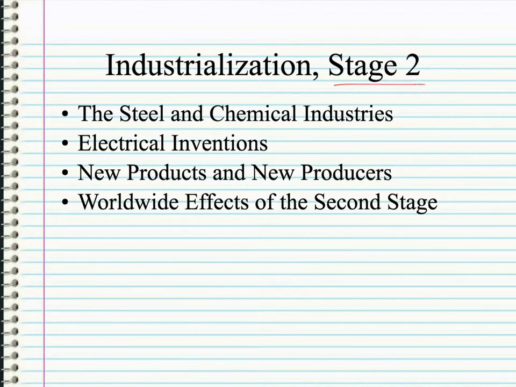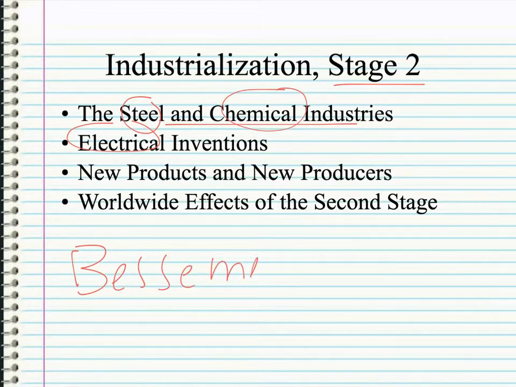Industrialization stage 2. And the thing that distinguishes the second stage of industrialization is steel, chemicals, and electricity. Those are the three things that characterize stage 2 of the Industrial Revolution. So starting with the steel and chemical industries. It was the Bessemer process that allowed iron to cheaply be converted to steel.